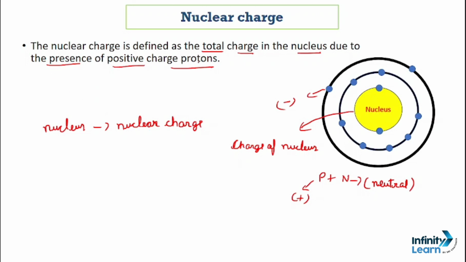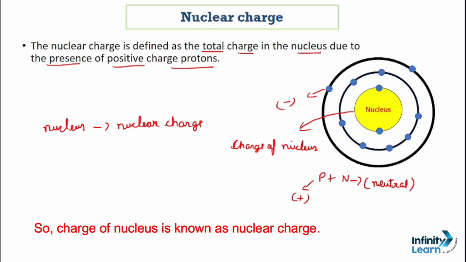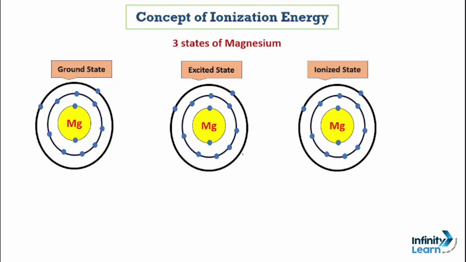The nuclear charge is defined as the total charge in the nucleus. Okay friends, so in this nucleus we have neutrons as well as protons, and protons are positively charged and neutrons are neutral in charge. Therefore, because of the presence of protons that are positive in charge in the nucleus, the charge of the nucleus will be known as our nuclear charge. So let's move ahead with our next topic. Our next topic is the concept of ionization energy.